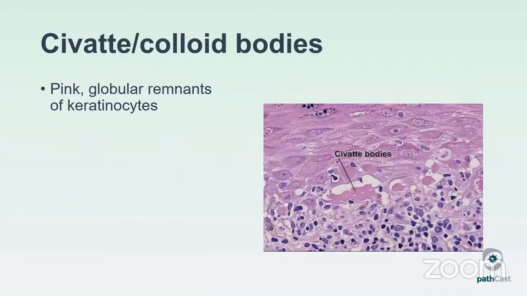Civet bodies or colloid bodies are another important term. These are pink globular remnants of keratinocytes, and they're characteristically seen when there is an interface change, leading to dyskeratosis of our basal keratinocytes. Sometimes, though, they can extend all throughout the full thickness of the epidermis. In this case, these are civet bodies in lichen planus.